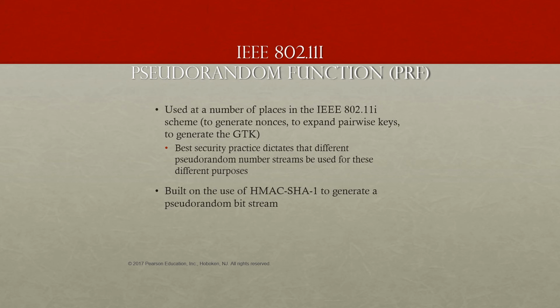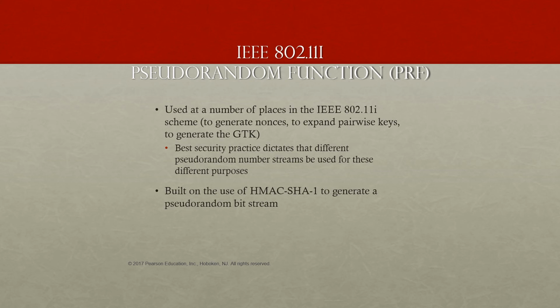Pseudo-random function, PRF. At a number of places in the IEEE 802.11i scheme, a pseudo-random function, PRF, is used. For example, it is used to generate nonces, to expand pairwise keys, and to generate the GTK. Best security practice dictates that different pseudo-random number streams be used for these different purposes. However, for implementation efficiency, we would like to rely on a single pseudo-random number generator function.